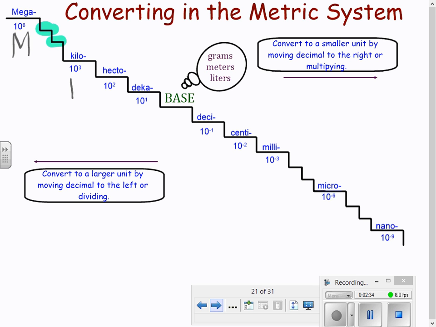Next one comes kilo. That's a lowercase k, and that's 1,000, or 10 to the 3rd. Hecto is h, 10 to the 2nd, or 100. Deca, D-E-K-A, or D-E-C-A, or D-E-C-K-A, depending on what your previous teachers taught. They have a multitude of spellings. Deca is the only prefix that has a 2-letter abbreviation, so it's a d and an a. Our base units, grams, meters, liters, that would be no prefix.